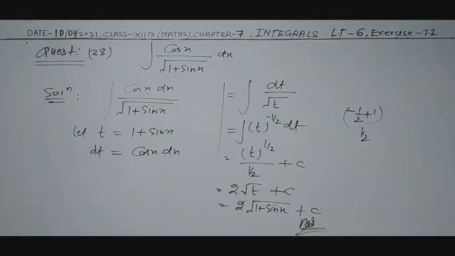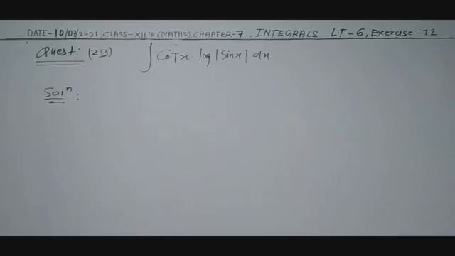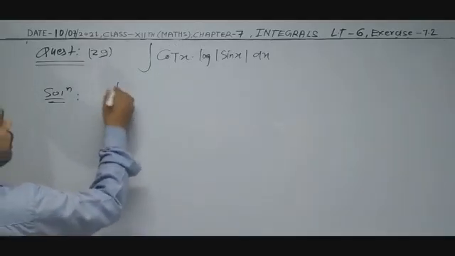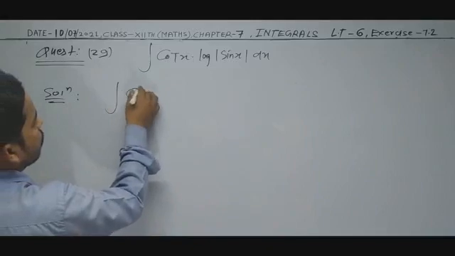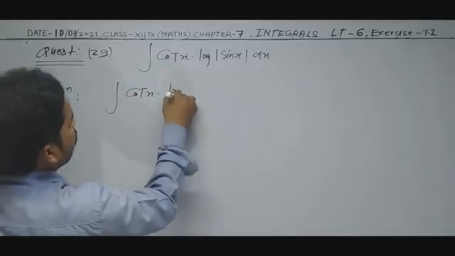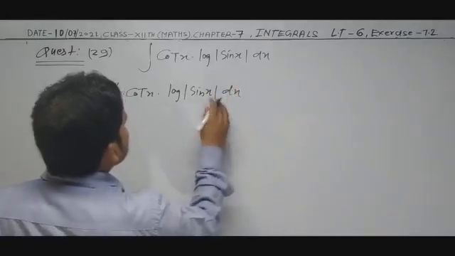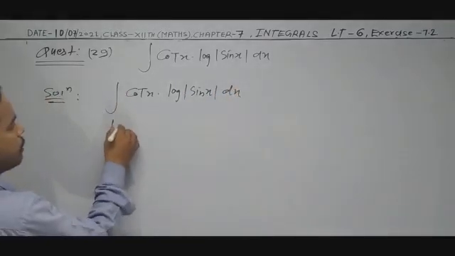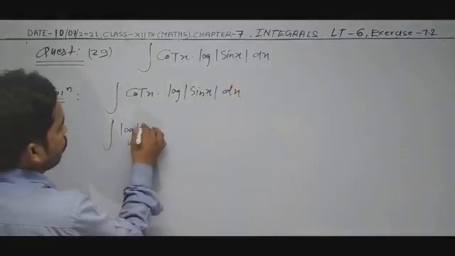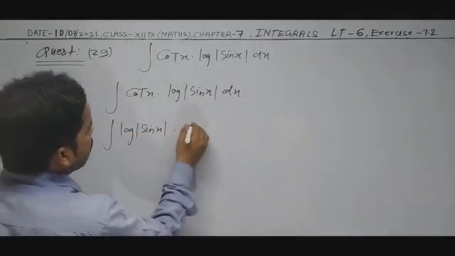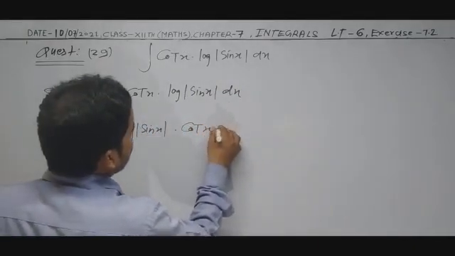Now come to question number 29. Question number 29 is the integration of cot x into log of sin x dx. So write the integral: cot x into log of mod of sin x dx. Now this one can be written as log of sin x into cot x dx.